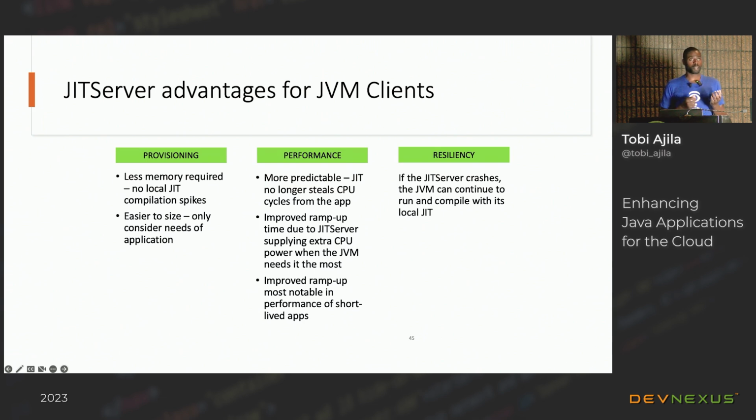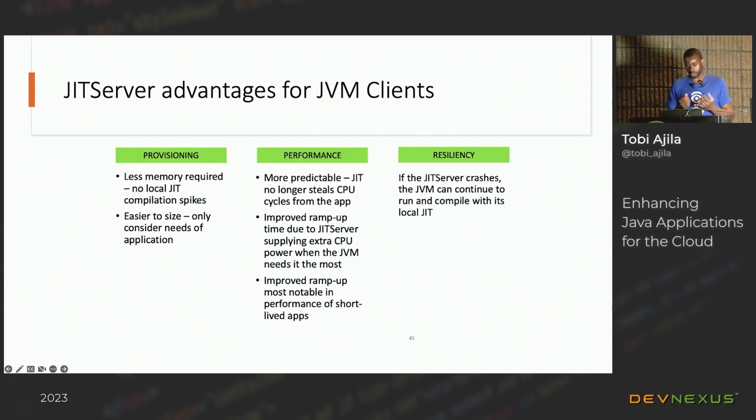From a performance perspective, because the JIT is no longer doing compiles in the node, you don't have the JIT competing with the application for CPU. So it's a much more predictable performance characteristic. Additionally, if you make a request to the JIT and the JIT has already compiled that method before, you just get it. So in some cases there's no compilation time. So in a lot of cases, we see that ramp-up time gets a lot faster as well.